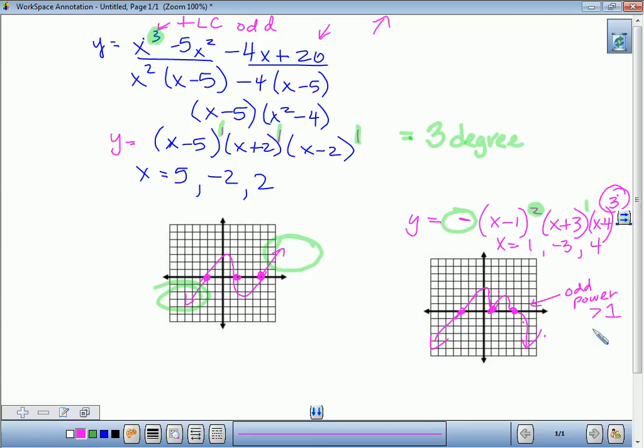Did that help with the graphs? Wait, what? So what about the x minus 1? Would that be a squiggle? This one is an even power. Oh, no. So an even power bounces. So that's going to bounce.